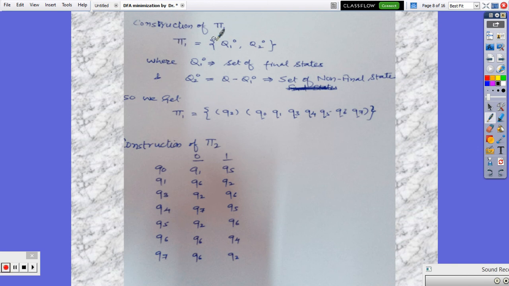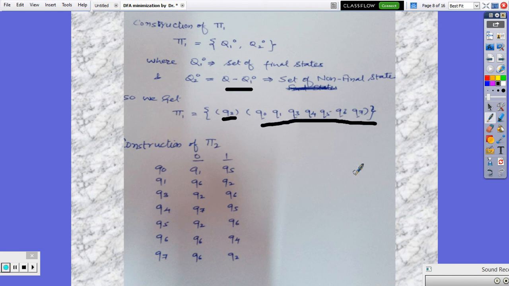So here I have taken the first set as pi 1. It doesn't matter, I'll start with pi 1. I have taken the two sets. This is the first step. The basic step is to identify a set of final states and a set of non-final states. So we'll write Q1^0, Q2^0, where Q1^0 is the set of final states and Q2^0 is the set of non-final states. So I can write it like this: pi 1 equals final states and non-final states.